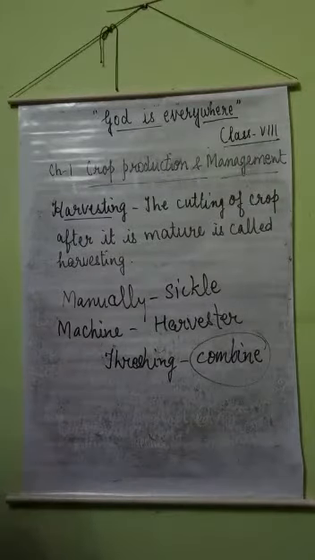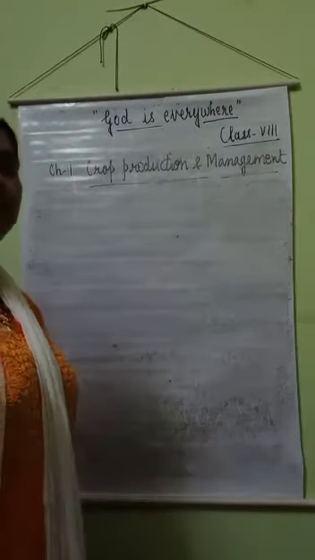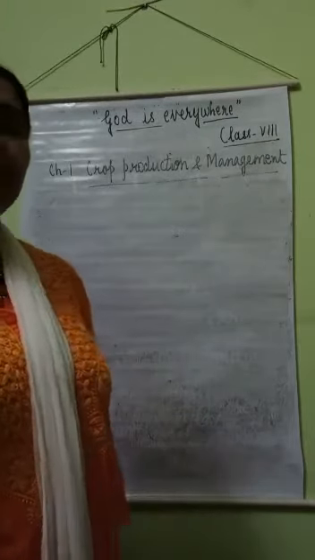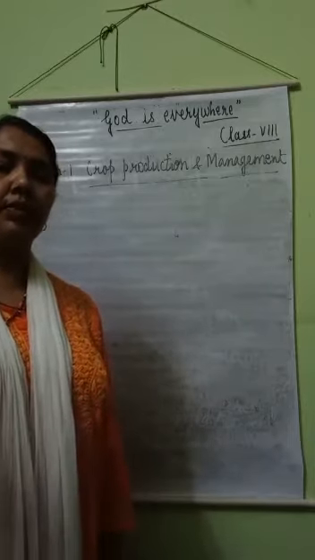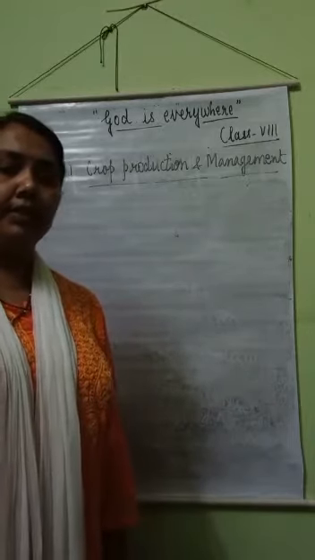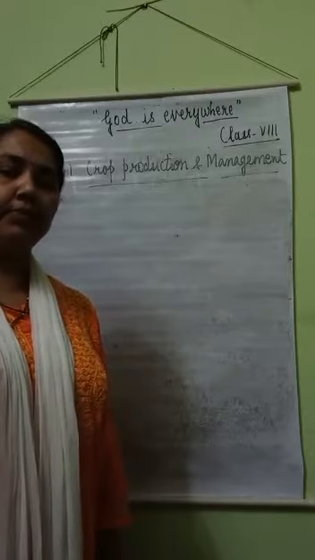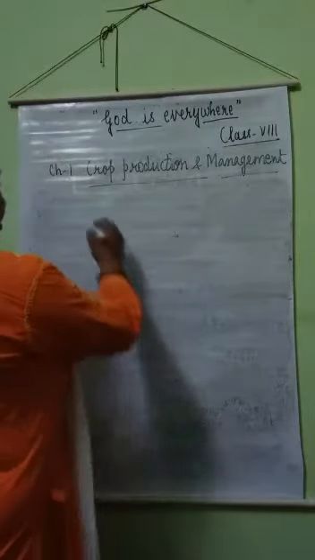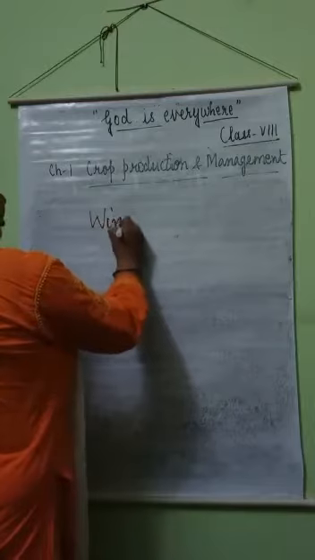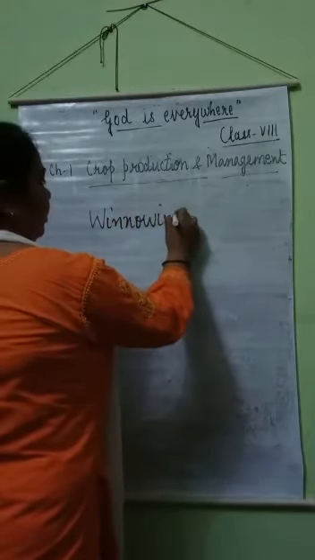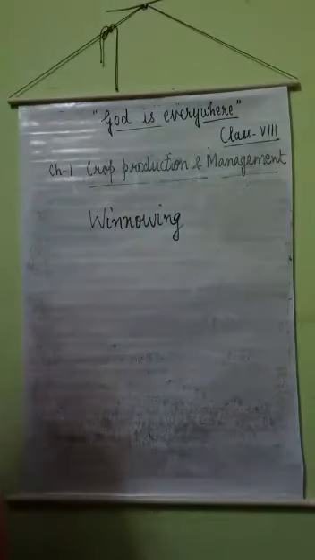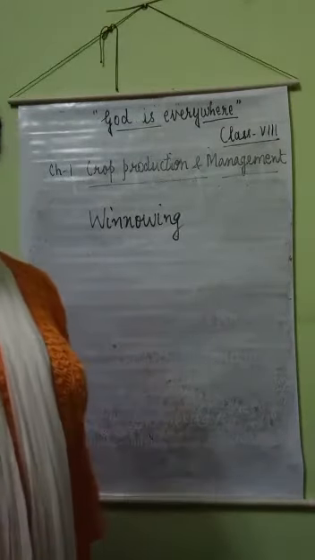After threshing, seeds contain some small husk along with them. These husks are separated from seeds by the process of winnowing. Farmers have some land where they separate seeds from husk, and this process is known as winnowing.